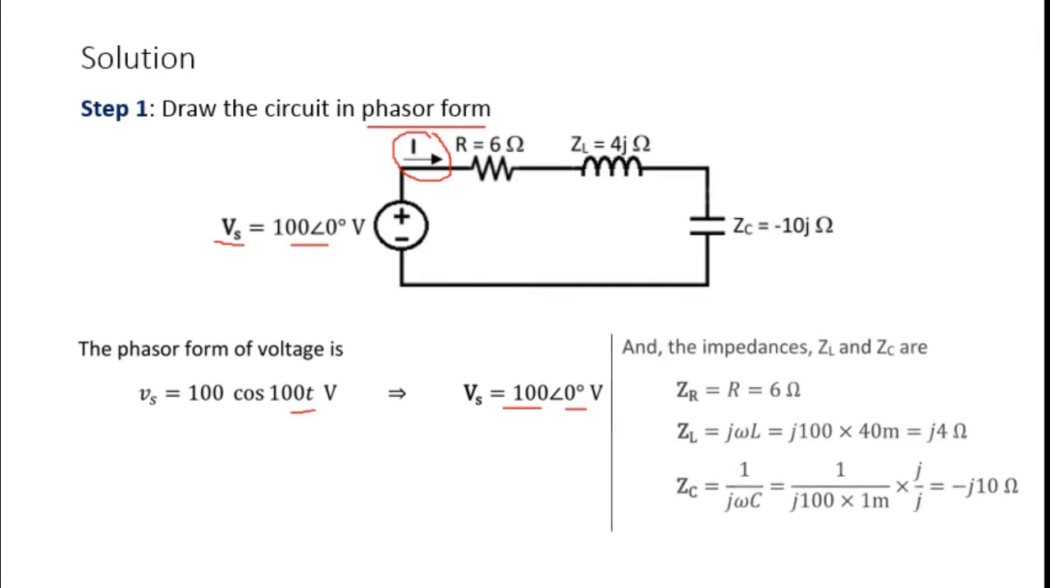In the case of impedance, for the resistor, it remains the same, which is equivalent to 6 ohm. For the inductor, the reactance value is equivalent to j omega L, which is equivalent to j4 ohms. For the capacitor, it is equivalent to 1 over j omega C. After you substitute the value, then you will get minus j10 ohms.